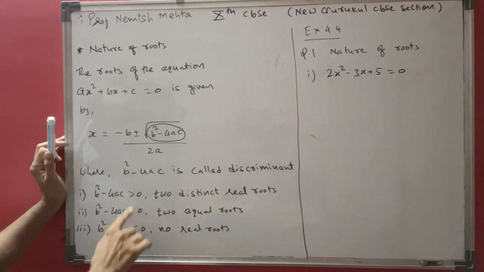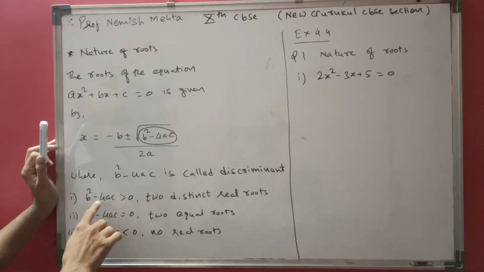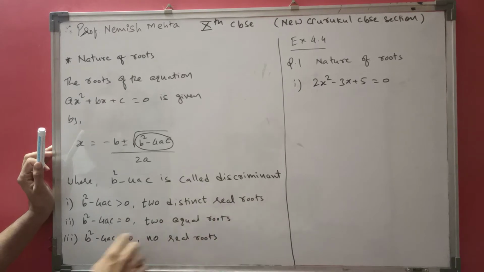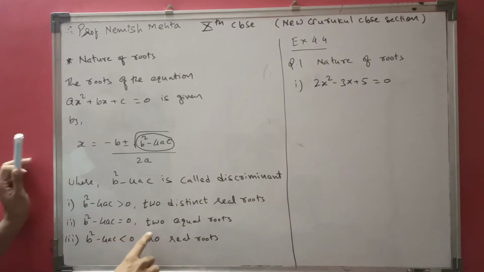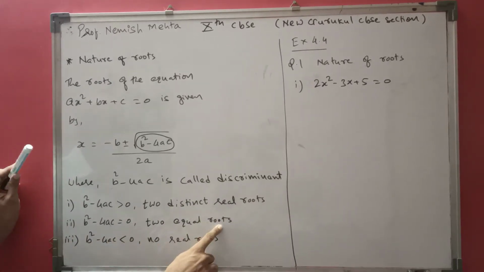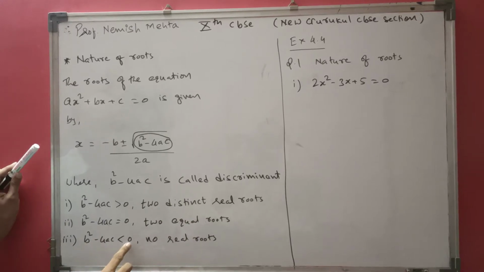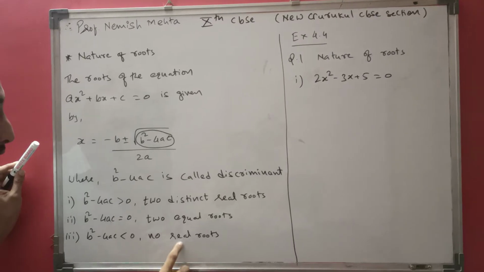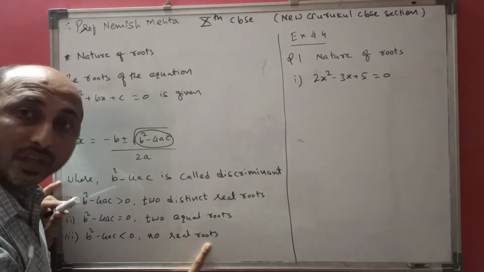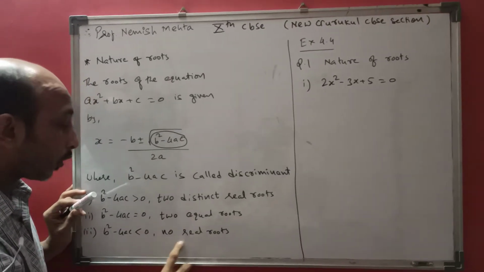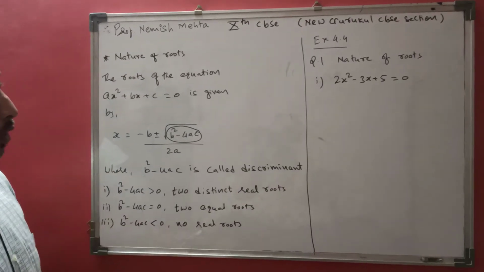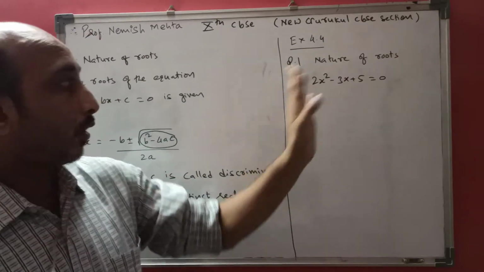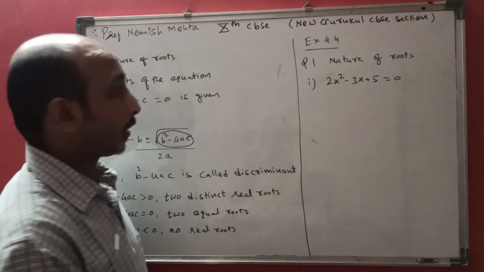Remember these 3 points. If b square minus 4ac is greater than 0, the equation will have two distinct real roots. If b square minus 4ac equals to 0, the equation will have two equal roots. And if b square minus 4ac is less than 0, the equation will have no real roots. The roots are imaginary. There will be no real roots. Okay. So, in exercise 4.4, in question number 1, we have to find out nature of roots. We have to use discriminant.